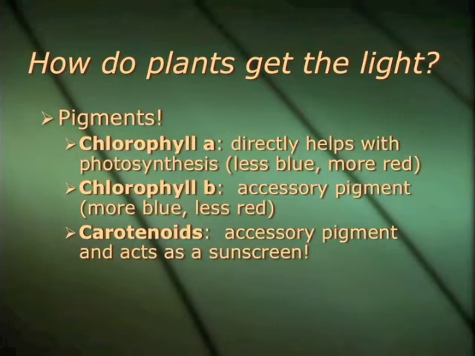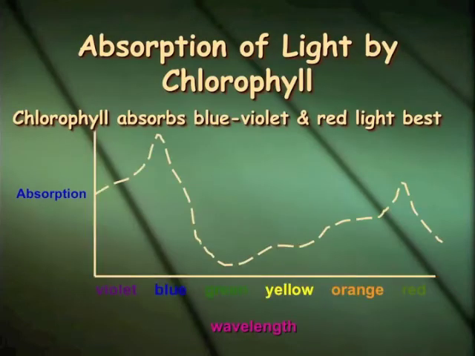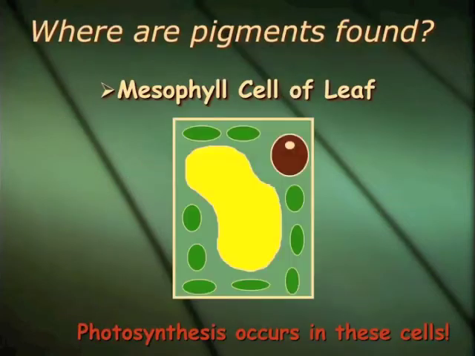That's the pigment that actually directly helps in the light reaction. So this gives you the absorption of light by chlorophyll. Now if you remember, light comes to the earth in photons, so it moves in wavelengths. Each color has a different wavelength, and chlorophyll absorbs mostly blue, violet, and red light best, and a little of the yellow and orange. So where are these pigments actually found?